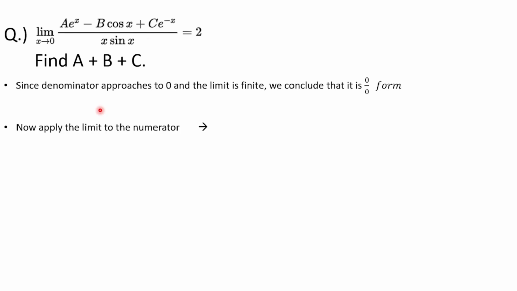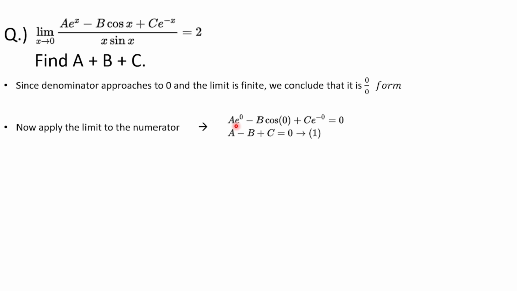Now let's apply the limit to the numerator. We will get a into e power 0 minus b into cos 0 plus c into e power 0, which is equal to 0, because we have proved that it is in the 0 by 0 form. We will now equate the numerator to 0. That is, a minus b plus c is equal to 0. That is equation number 1.